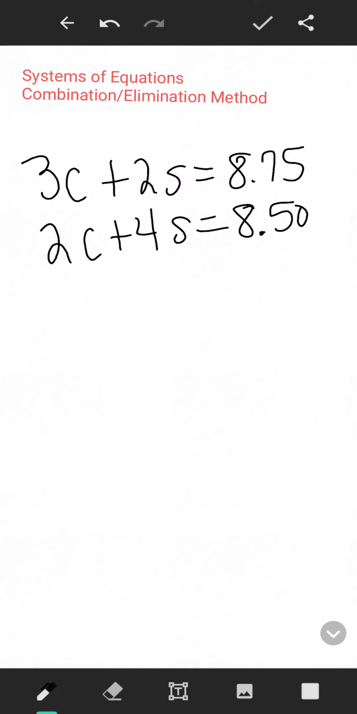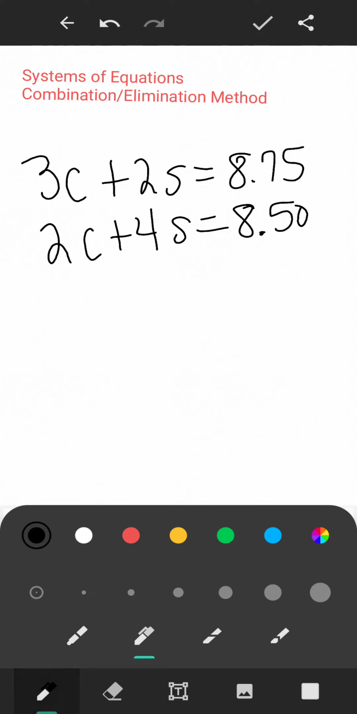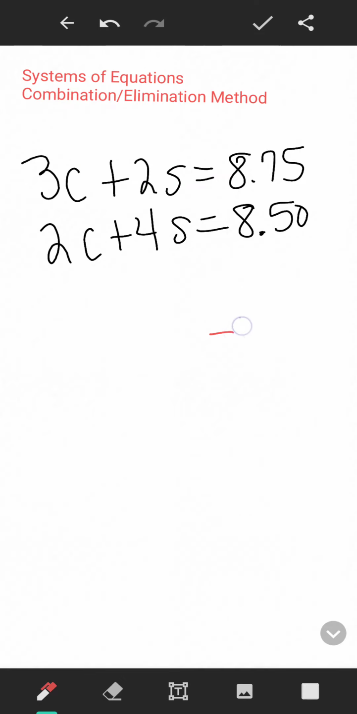Okay, so for this equation, we want to make a zero pair somewhere. And when I say a zero pair, in math, it means I need to create numbers that are opposite signs. So -4 and +4, -6 and +6. And I can do that by either multiplying or dividing one of these equations so I can create numbers that are opposites.